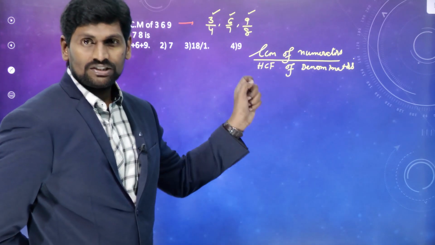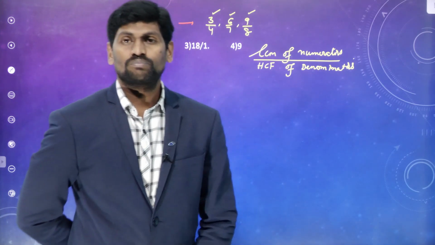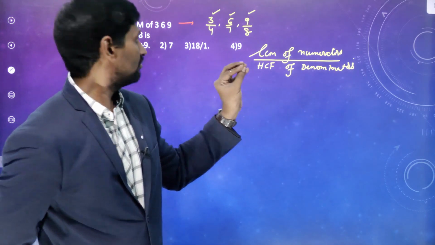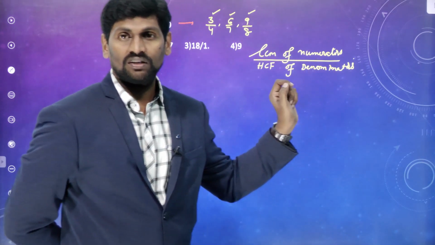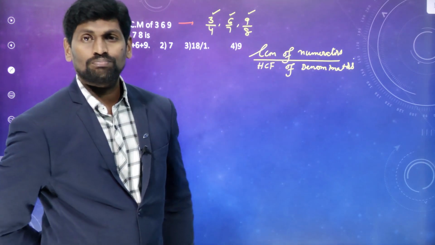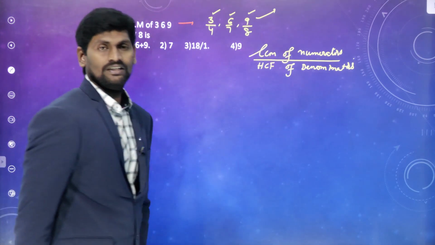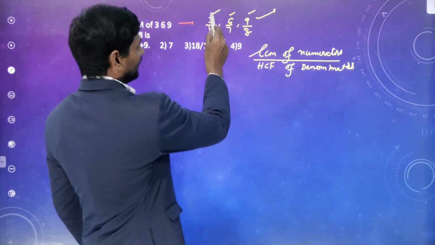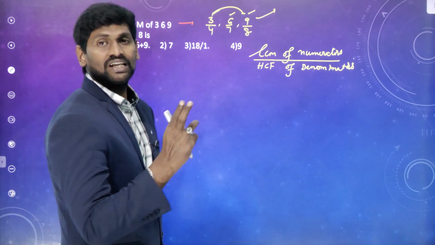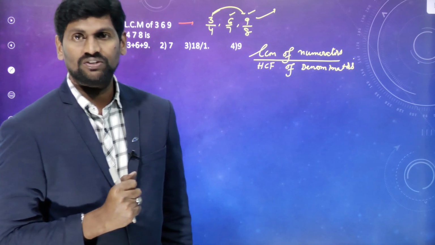Just look at it. While you are having numbers like 3, 6, 9, without doing the regular synthetic division, we can identify for some problems like this. For example, what is the highest number among them? 9, right? Now check 3 table, 9 will come. 3 3s are 9. That means simply LCM of 3 and 9 is 9 only.